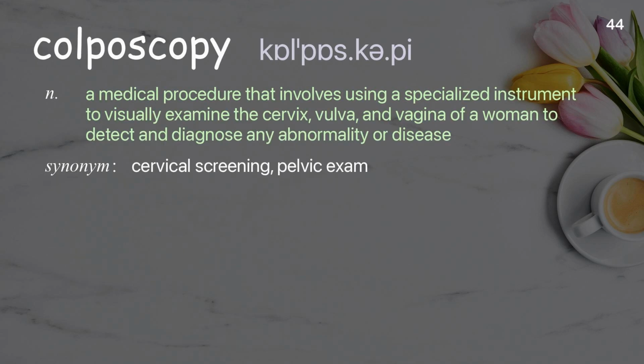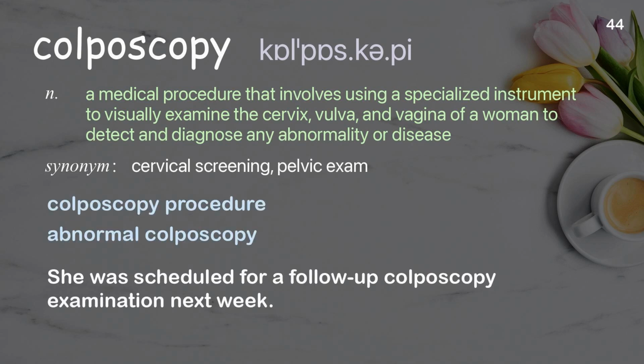Colposcopy. A medical procedure that involves using a specialized instrument to visually examine the cervix, vulva, and vagina of a woman to detect and diagnose any abnormality or disease. Examples: Colposcopy procedure. Abnormal colposcopy. She was scheduled for a follow-up colposcopy examination next week.